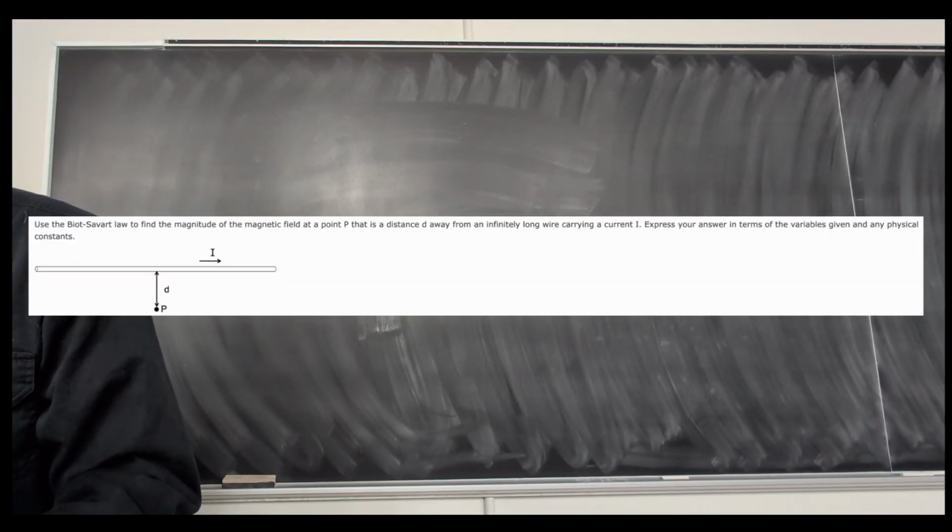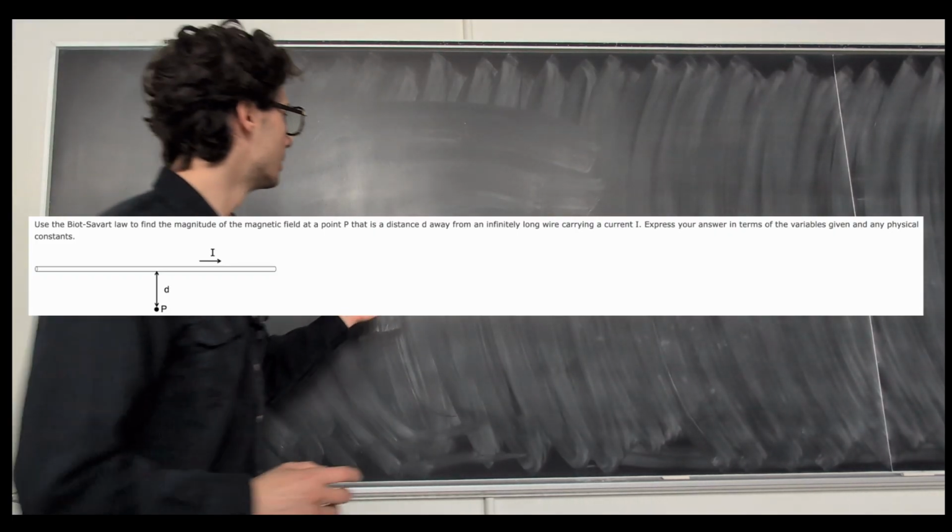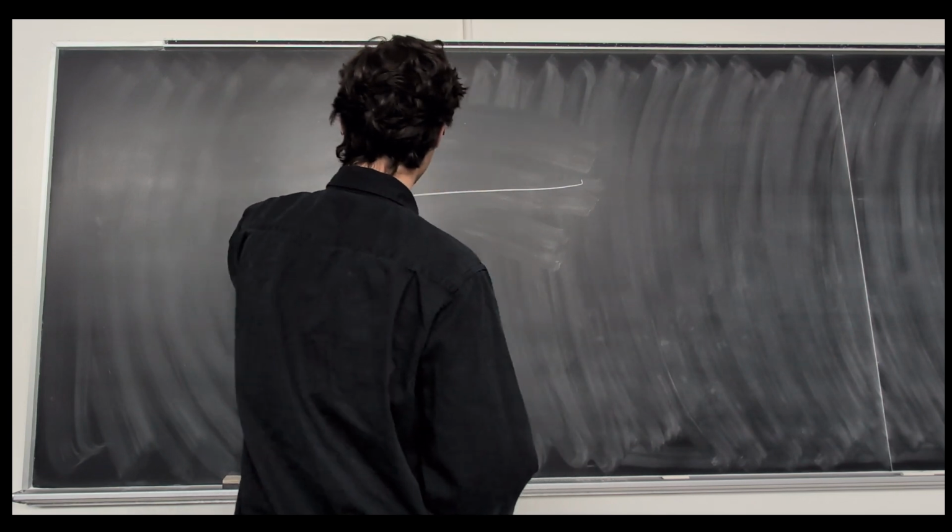Okay, here's the problem. Use the Biot-Savart law to find the magnitude of the magnetic field at point P, that is a distance d away from an infinitely long wire carrying a current I. Express your answer in terms of the variables given and any physical constants. Okay, so I'm just going to draw the picture. The picture is the most important thing.